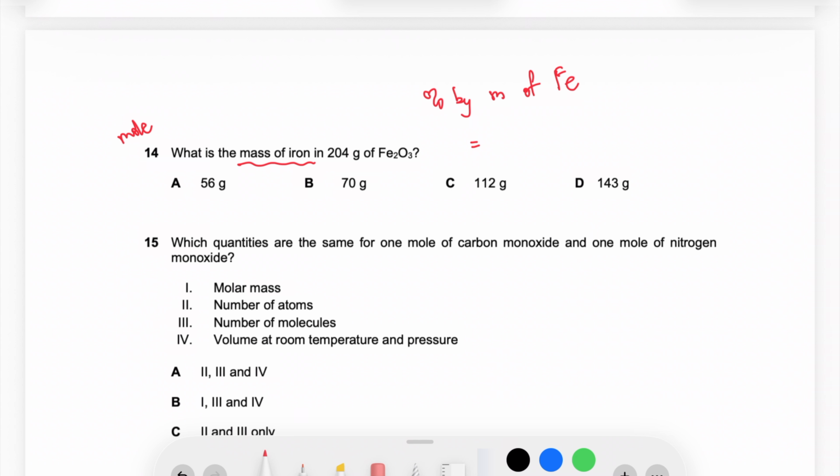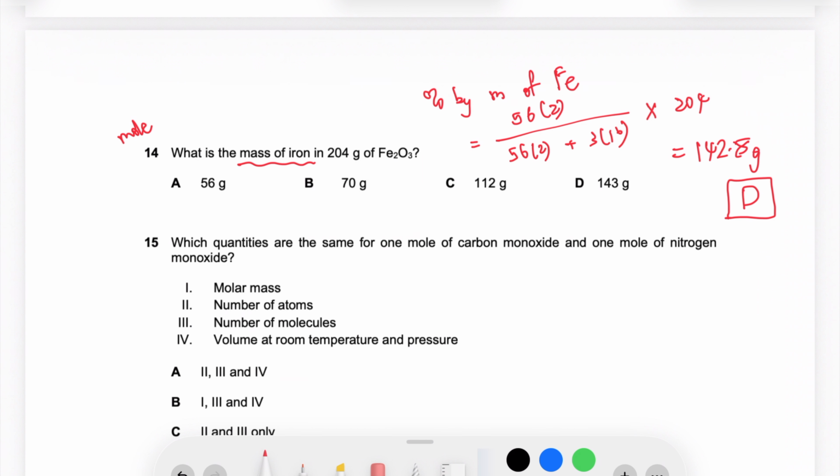If you look at the periodic table, iron is 56. Then there are 2 of it, so 2 times 56 over the whole Mr, which is 2 times 56 plus 3 times 16. One oxygen is 16. Then times 204. Just press your calculator. If you press everything, you should get about 142.8 grams. So the nearest answer will be D. Sometimes the answer might not be the exact one, so we just choose the nearest, the best answer. So the answer is D.